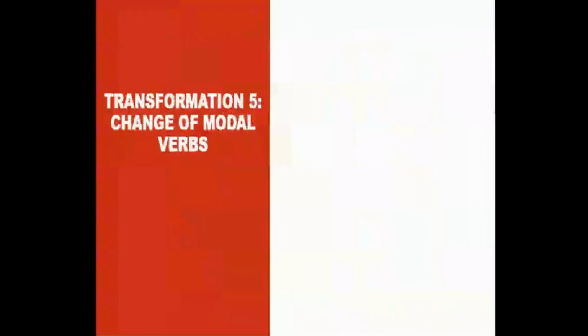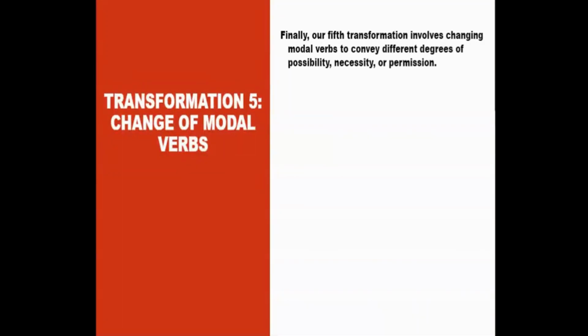Moving forward, we come to transformation number 5, which is change of modal verbs. Okay? Now, our 5th transformation involves changing modal verbs to convey different degrees of possibility, necessity, or permission. Okay? Let's look at some examples.